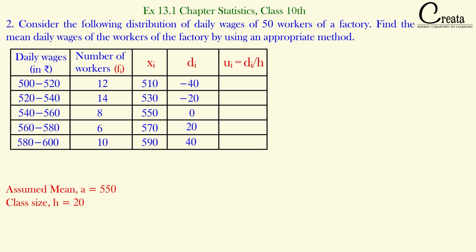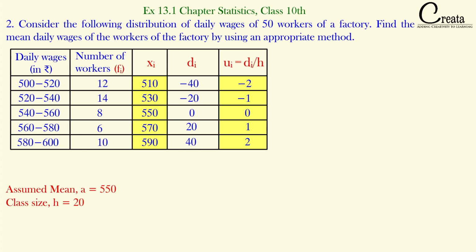Let's divide the deviation di with the class size, which is 20, that is h. So minus 40 by 20, it will be minus 2, then minus 1, 0, 1 and 2. We got very simple values like 2, 1, 0, 1, 2. If we compare this with the observations 510, 530, 550, these are very large values.